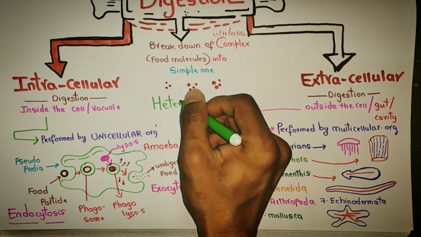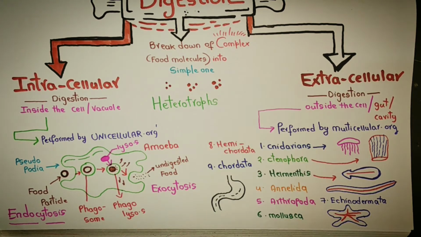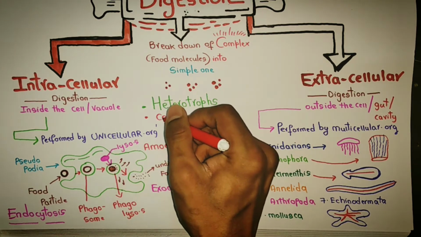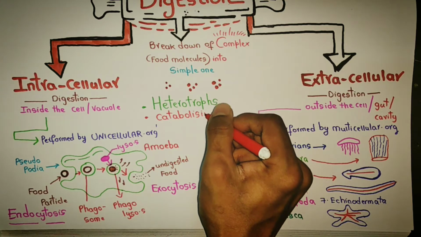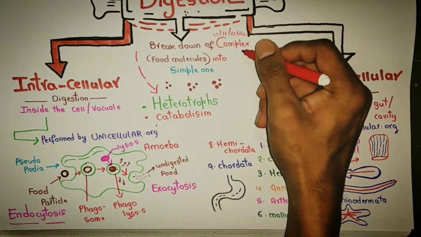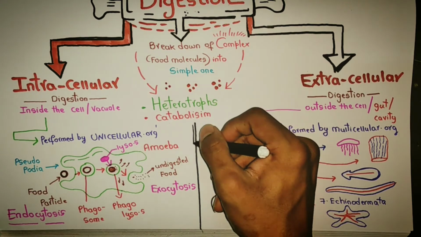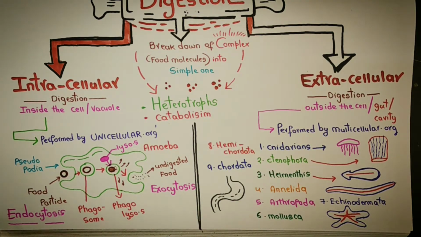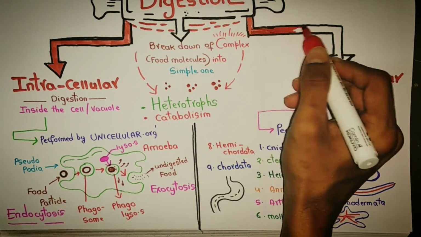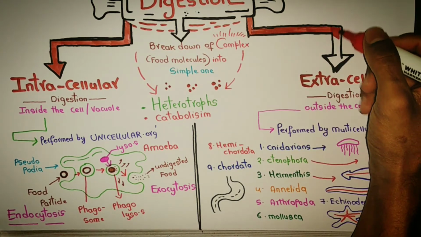Digestion is the characteristic feature of heterotrophs, the organisms which cannot synthesize their own food. And we also have to remember that this is a catabolic process, meaning the complex or large food molecules are broken down into simple forms, at the molecular level, such that even the cell can take them by the process of diffusion.